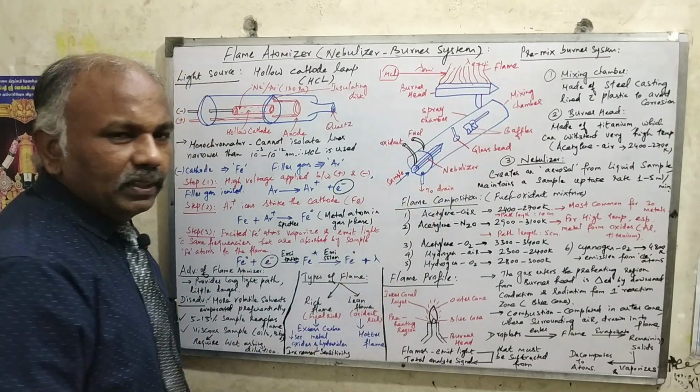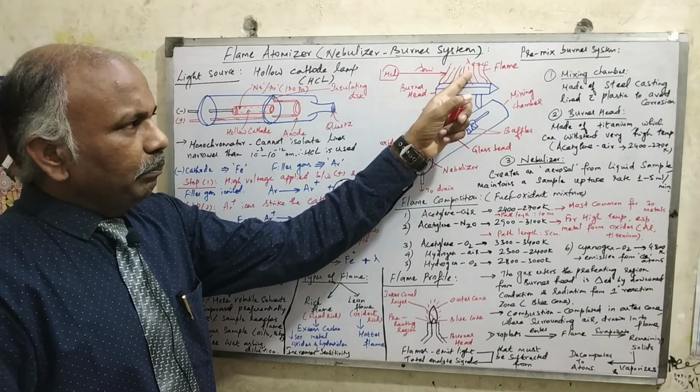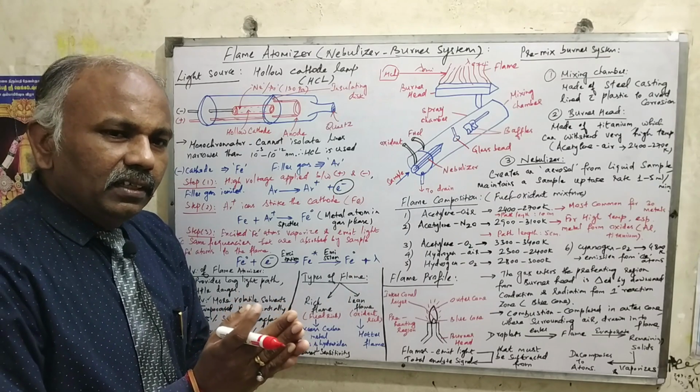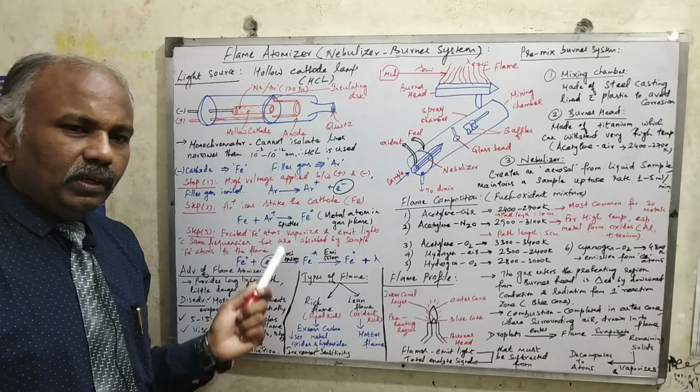The sample also has a wavelength, right? So what will happen? The excitation wavelength in the sample and the emission wavelength from the lamp will be in resonance with each other. This is the major mechanism here, and that is why the hollow cathode lamp is a very, very important aspect, right?